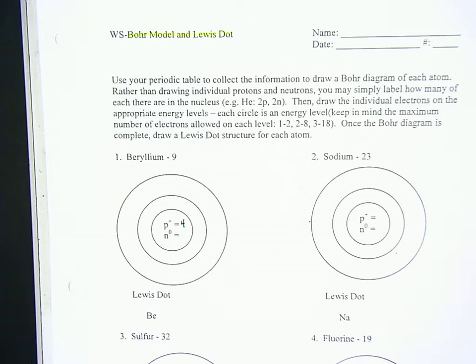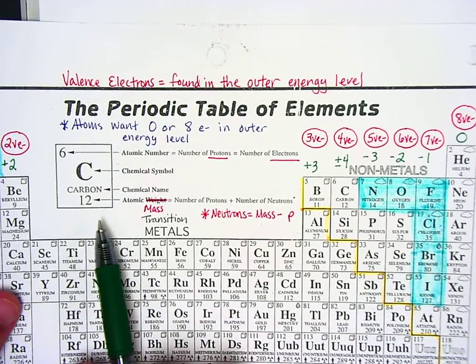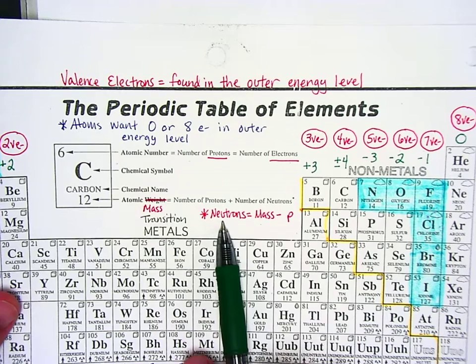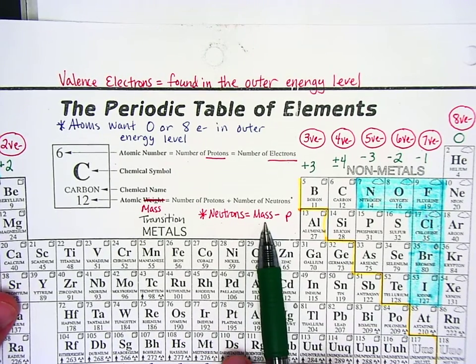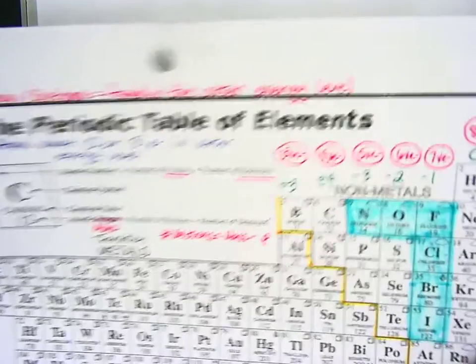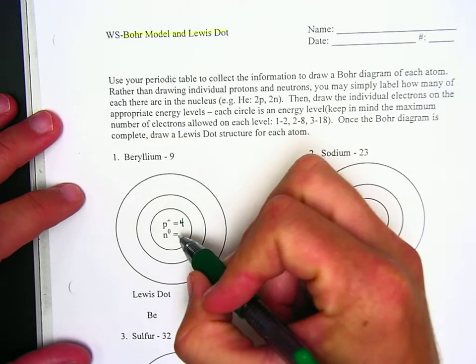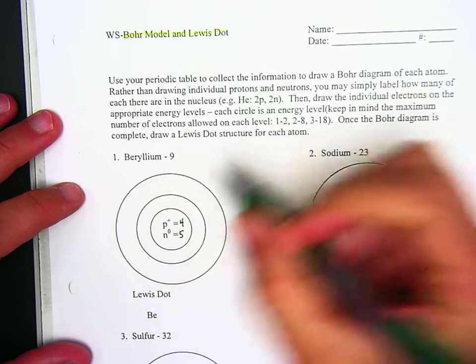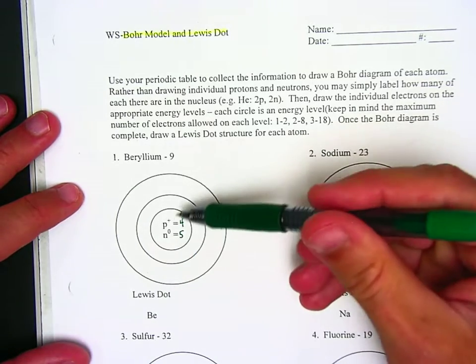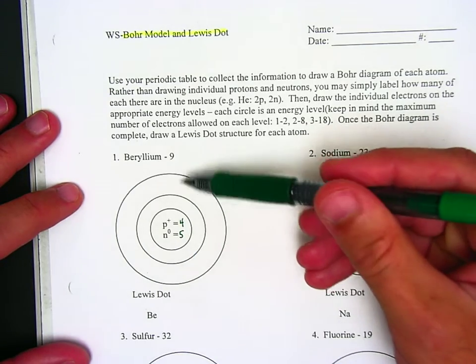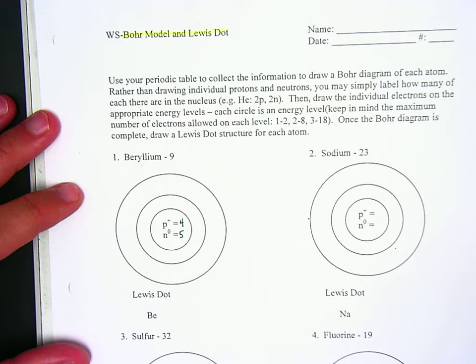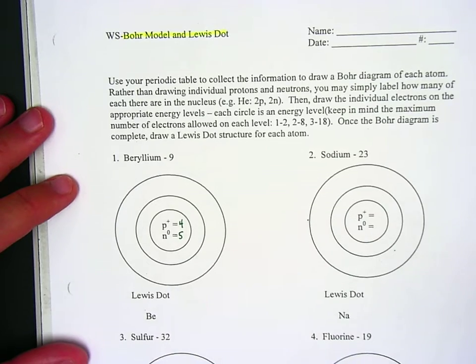Now, for the number of neutrons, how do we figure that out? We have to go back, look at our periodic table, and the number of neutrons is equal to the mass number minus the proton number. So we're going to take 9 minus 4, and that gives us 5. So this total, 4 plus 5, should equal 9. That's how we get the mass number. Now, as for the number of electrons, there's only 4 electrons.